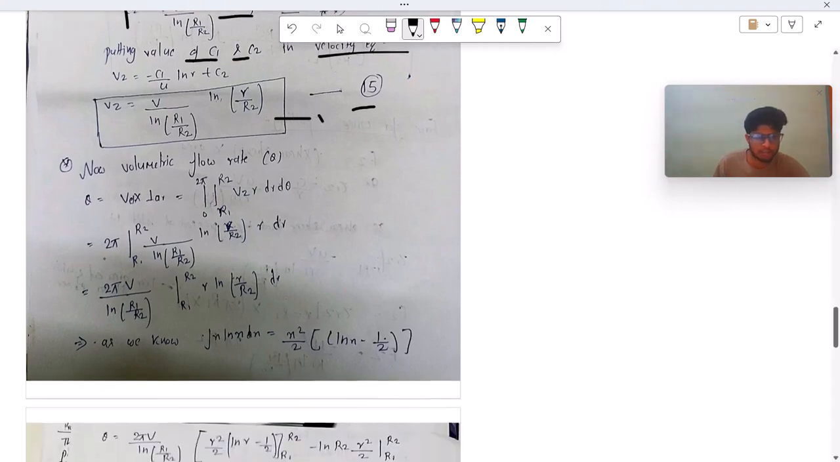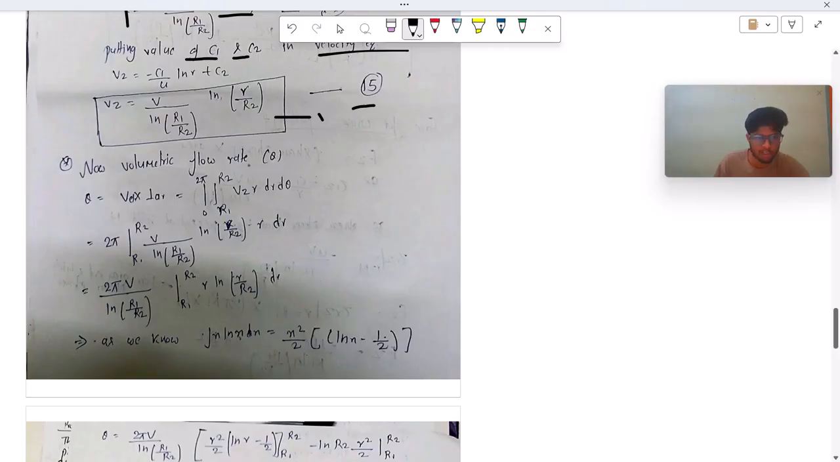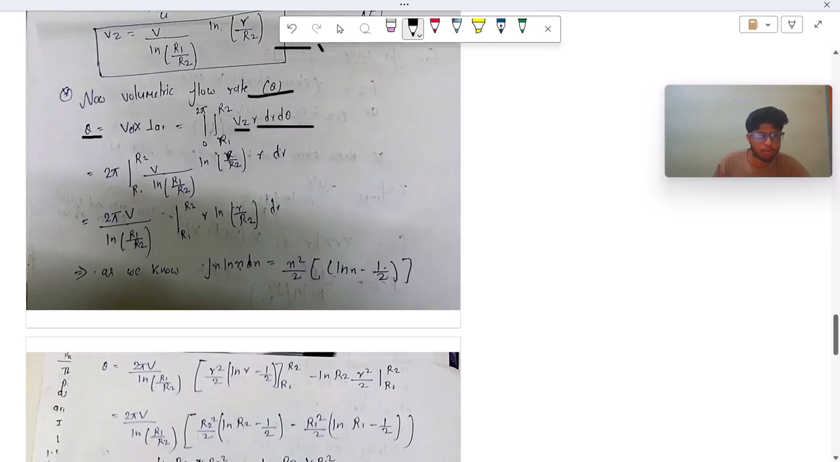And the next part is that they want the volumetric flow rate, Q. We know that volumetric flow rate is equal to the velocity into the perpendicular area. So we have the velocity Vz and the perpendicular area for cylindrical coordinates. For finding the volumetric flow rate, we use this formula: integration from 0 to 2 pi, integration from r1 to r2, Vz r dr dθ. Taking common all the constants, 2 pi b upon ln r1 by r2, and the integration of r ln r dr.